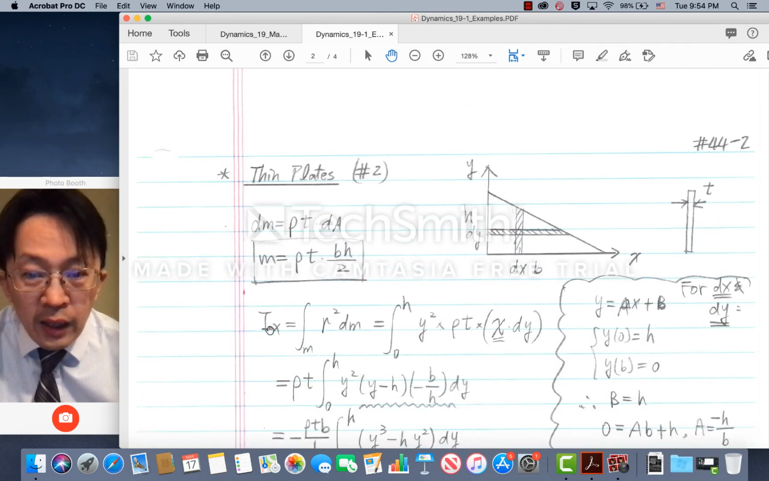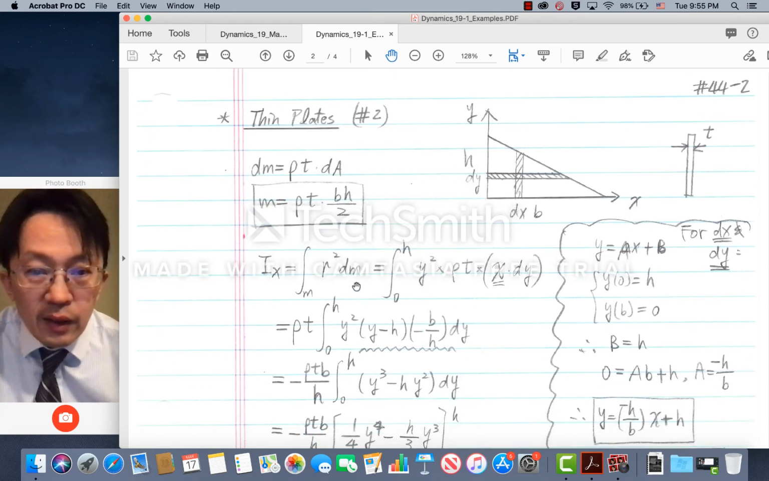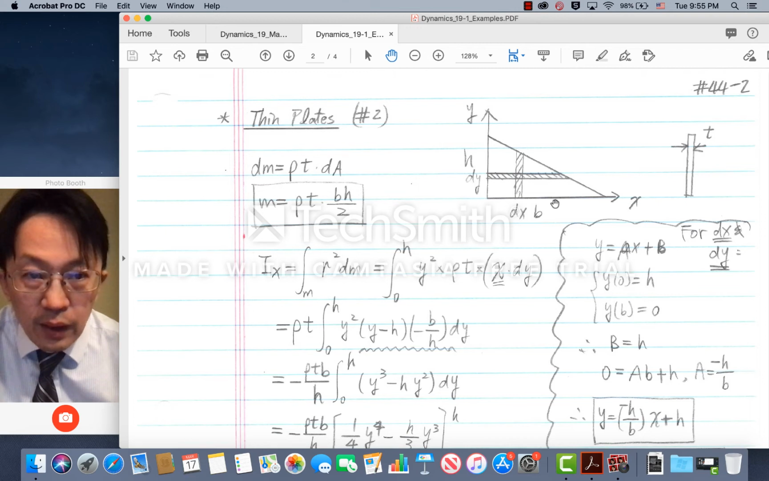So when finding Ix, you look for the dimensions or the variables perpendicular to x, therefore r will have to become y. Now dm again becomes rho times dV, so t is the thickness, and the next thing you have to choose is dA. Therefore we have to use x times dy as dA, because this dy strip is the parallel strip with respect to the axis. Now similarly, when finding the mass moment of inertia along the y-axis, you have to choose the parallel strip, which is h times dx.